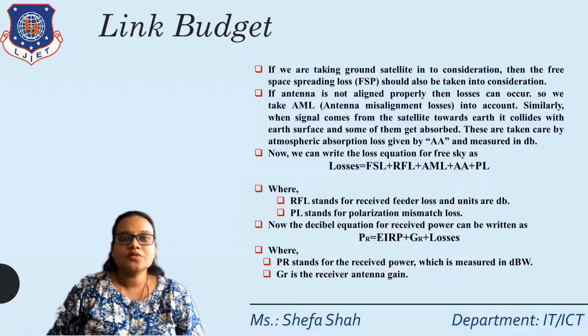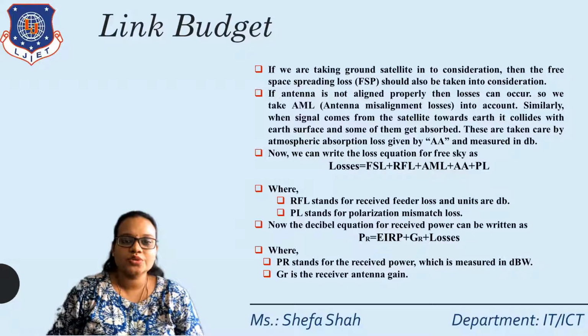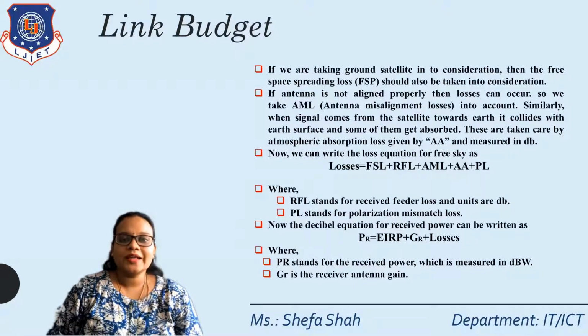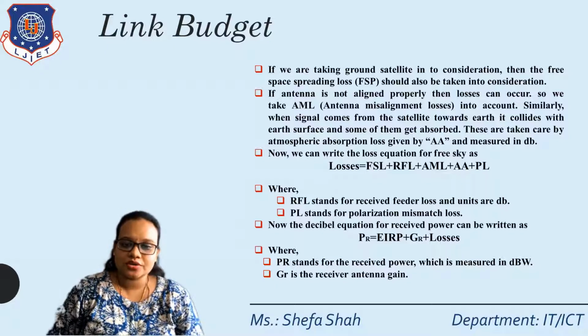So when we talk about the total losses that occur in the satellite link, the total losses will be equal to FSL, that is the free space loss, plus RFL, that is the receiver feeder loss when the signal is received at the receiver side, and then AML, that is the antenna misalignment loss, then AA, that is atmospheric absorption, and PL, that is the polarization loss which occurs in the ionosphere. Now, RFL stands for the receiver feeder loss, and they are measured in dB. Then PL stands for the polarization mismatch loss due to the ionosphere, right?